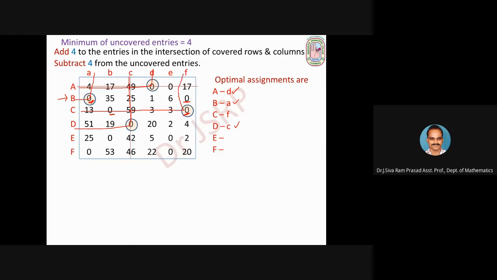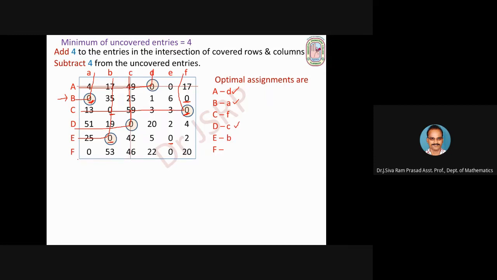Okay. Next, D is fixed already. Next, capital E. In the fifth row, consider the zero entries. This is a zero entry and this is a zero entry. So among these two, I can assign E to small b or small e. Arbitrarily, I assign capital E to small b.